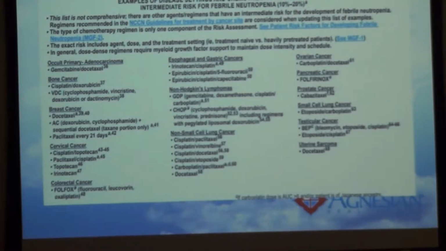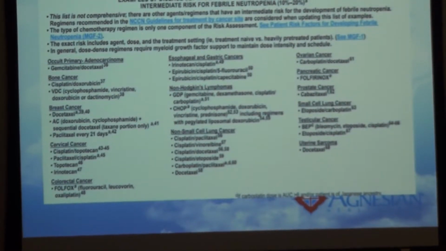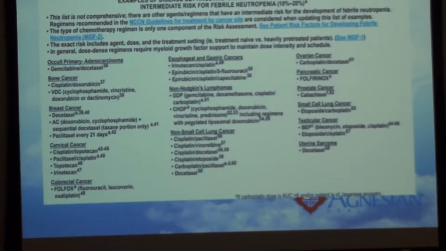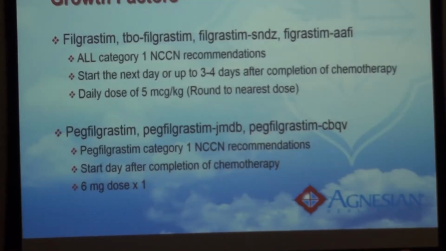Here's our intermediate risk, and this is our common colorectal, our more common breast cancer regimens, non-small cell lung cancer. Really, the point of these 2 slides is to show that when you're considering that intermediate to high risk, that's a huge population of ours in Fond du Lac, based on what we treat with.